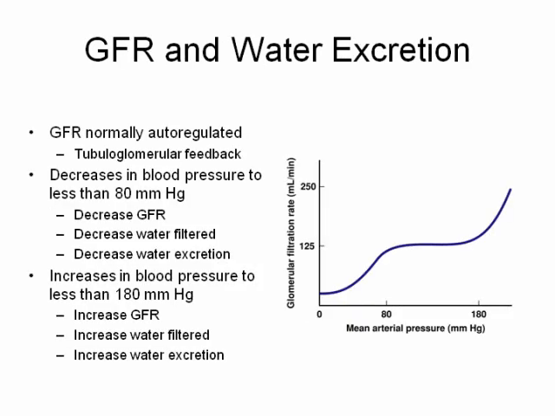Let's take a look at glomerular filtration rate and water excretion. Now, we've seen this graph before. The GFR is normally autoregulated. That is, the amount of filtration tends not to vary over a fairly wide pressure range. Now, of course, it does on either end of it.